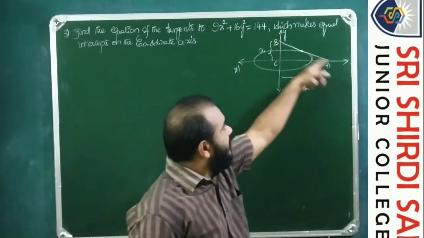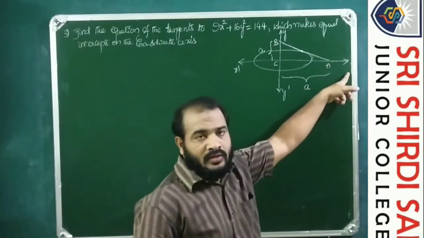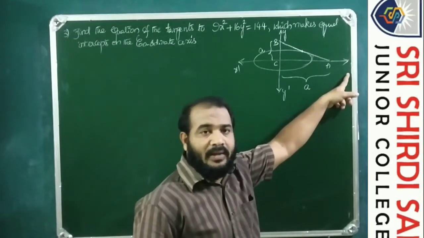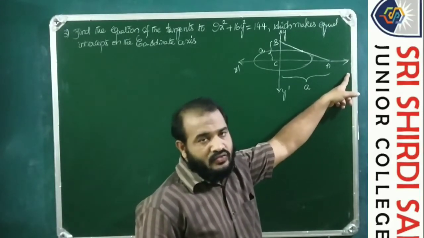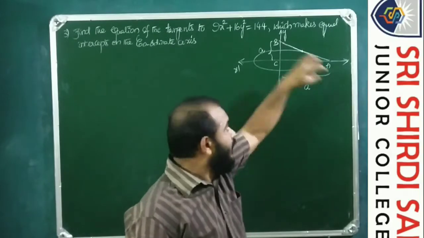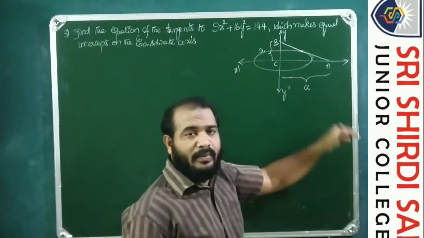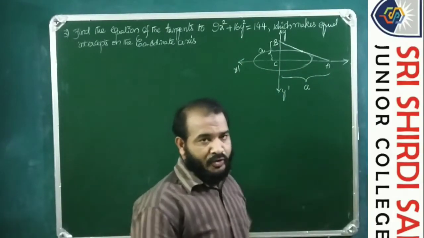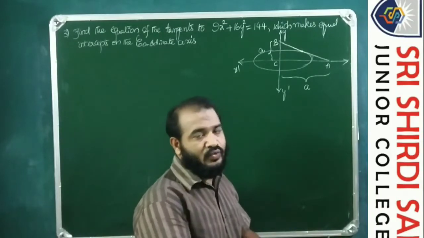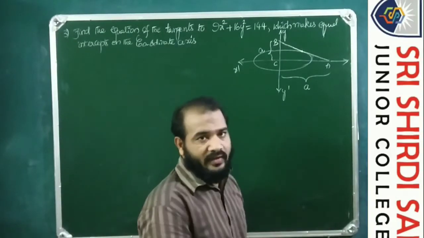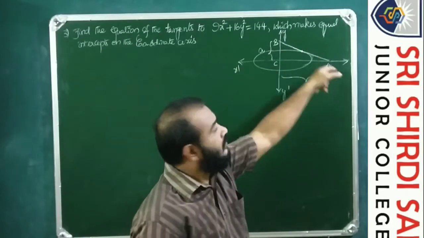So since this is the line in the intercept form, x by A plus y by B equals 1. So x by A, and y by B, where B is also A. So x by A plus y by A equals 1. LCM if you take, x plus y by A equals 1, x plus y equals A. That is this line.